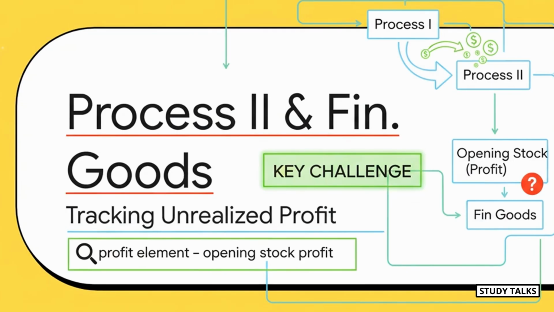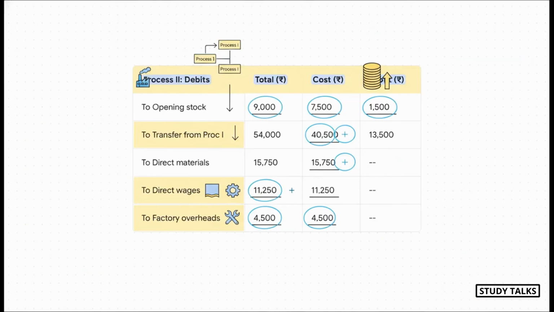Let's move on to Process 2. Now things get a little more interesting. The big challenge here is dealing with the profit that's coming in from Process 1 and the profit that's already sitting in Process 2's own opening stock. So on the debit side, first up is opening stock. The question tells us the total value is $9,000 and that includes a profit of $1,500. So we have to split it. $7,500 in the cost column, $1,500 in the profit column.